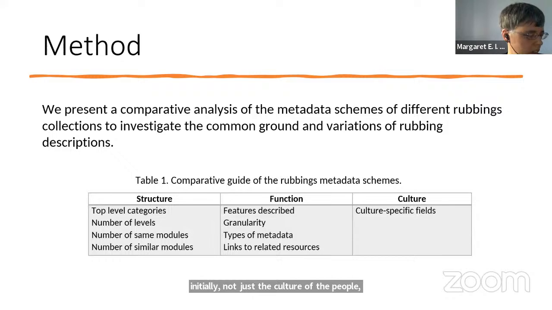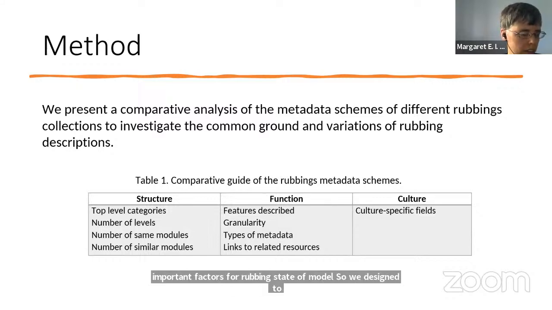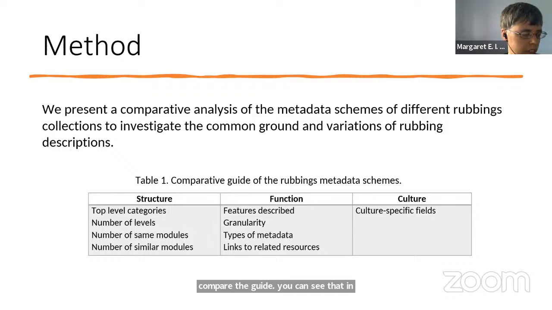And it's to enrich the existing comparative research of rubbings, contribute to a common rule to describe rubbings resources in linked data, and identify the important factors for rubbings data modeling. So we designed a comparative guide, you can see that in table 1, to examine structural, functional, and cultural features of the metadata schemas. What we were interested in was some method of comparing what are very different metadata schemas, which can't be directly compared without some kind of framework.